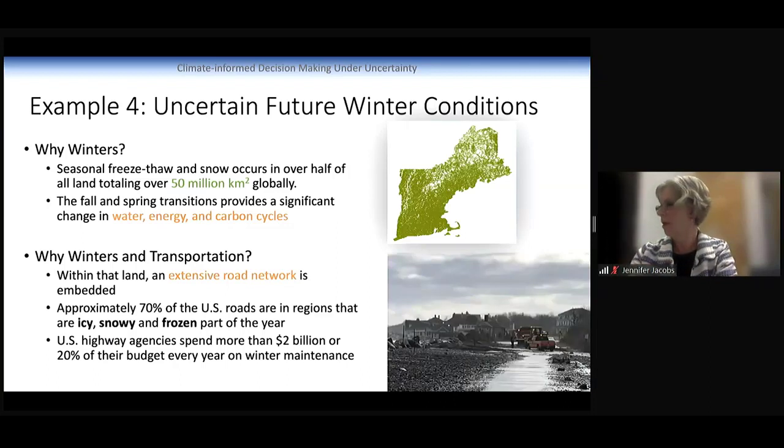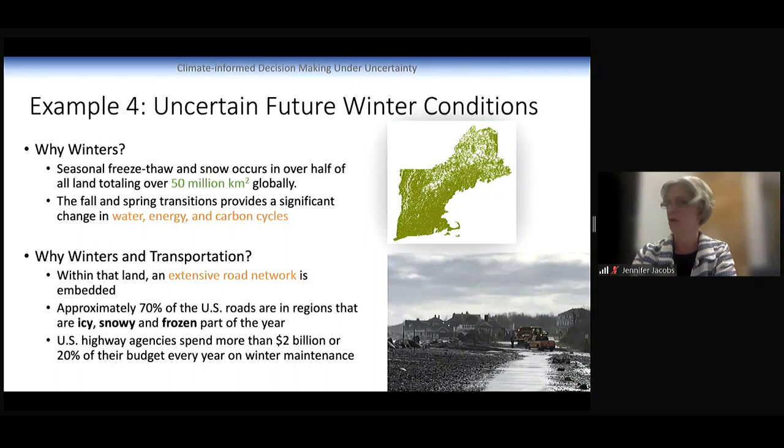All right, quick one at the end. Model physics are not always perfect, and stakeholders sometimes have different questions than temperature and precipitation. Winters cover half of the globe. They have large transitions in water, energy, and carbon cycles, and they matter a lot to transportation. Within that landscape, we have this lovely network of roads. That's what's being shown up there for the New England area.